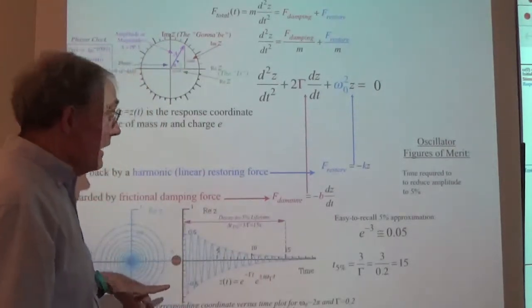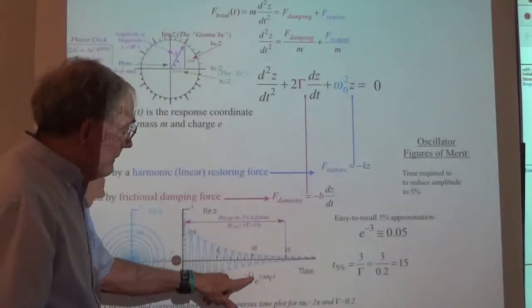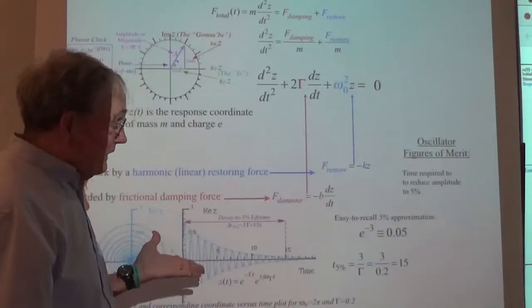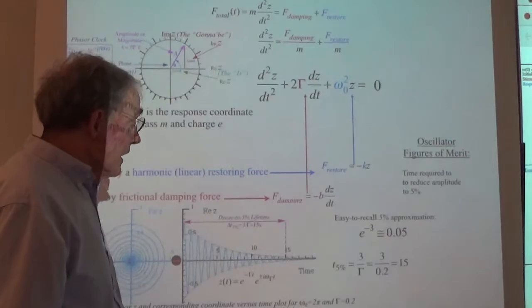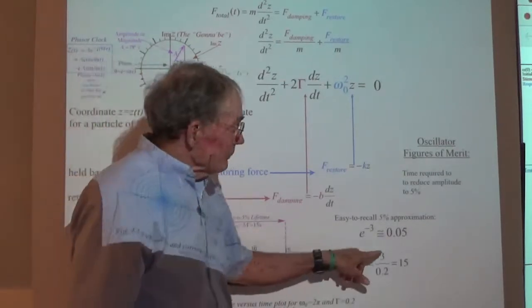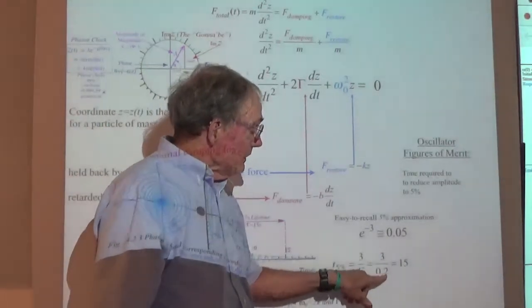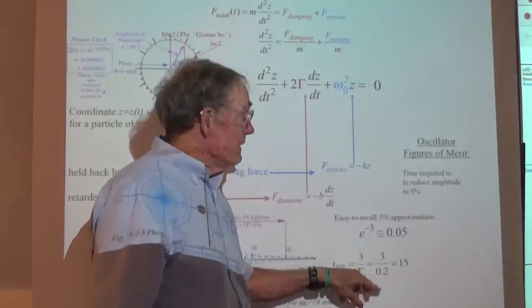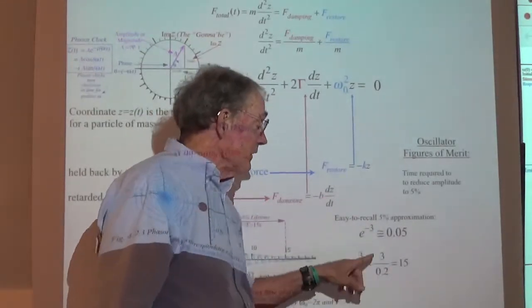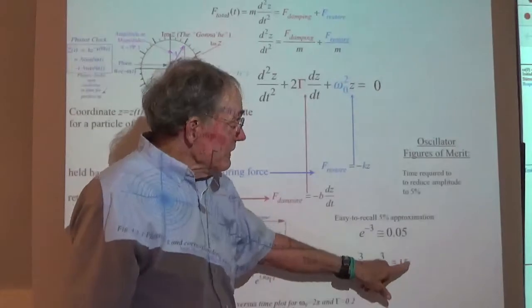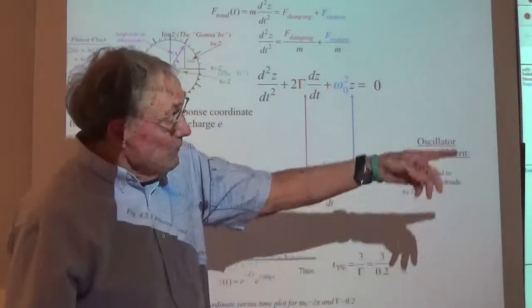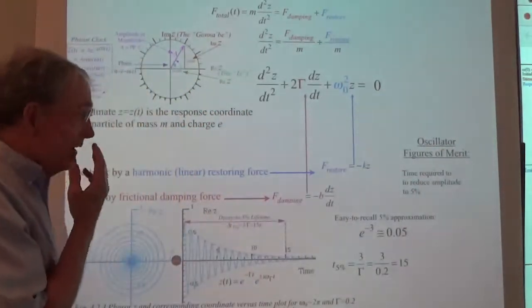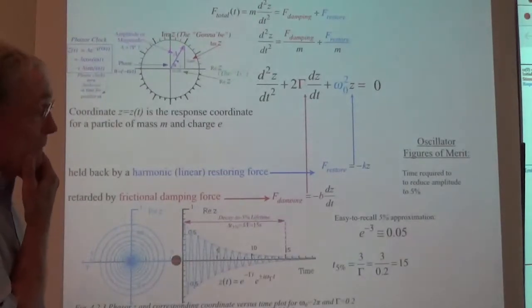We're asking for that exponent there, minus gamma t, to be 3. And we've only got 0.2 on the gamma, okay? So we got 3 over gamma, 3 over 0.2, that's 3 over a fifth, which is 5, 3 times 5, 15 seconds, which is almost at the end of the graph that we just ran there. We're down by 5%.